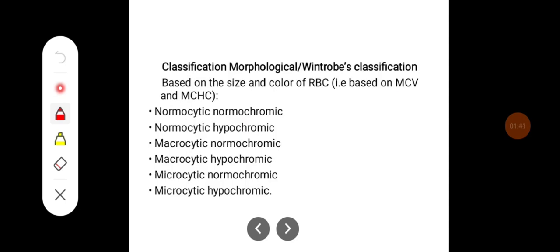So the classification of anemia can be morphological classification or etiological classification. Morphological classification is also called Wintrobe's classification, and it is based on the size and color of the RBC, that is, it is based on the mean corpuscular volume and mean corpuscular hemoglobin concentration. Thus, anemia can be divided into different types: normocytic normochromic, normocytic hypochromic, macrocytic normochromic, macrocytic hypochromic, microcytic normochromic, and microcytic hypochromic.